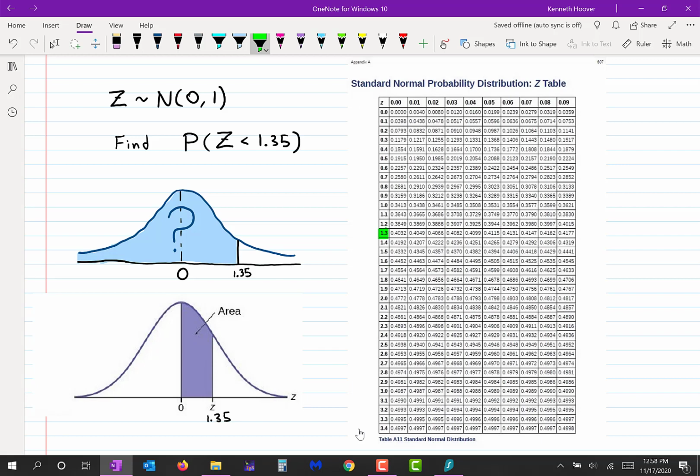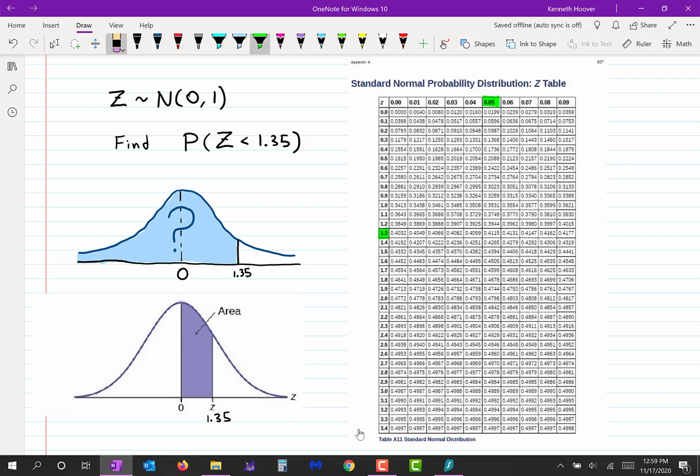The second decimal place you look for along the top. Our second decimal place is a 5. So I go along the top to where it says 0.005. So these two together, 1.3 combined with 0.005 is 1.35.